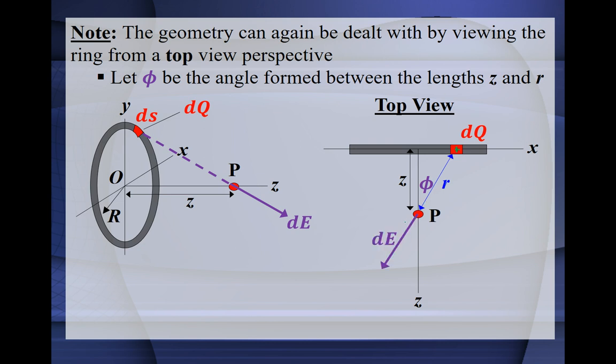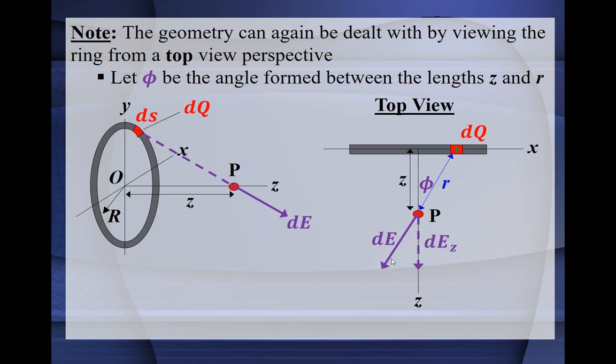Now, if we draw from a top view perspective what the electric field is at point P due to dQ, it'd be a vector that points down and towards the left. Just be aware this vector actually does point into the page as well because it has a y component, but we don't really need to worry about that to properly calculate what the z component is going to look like.